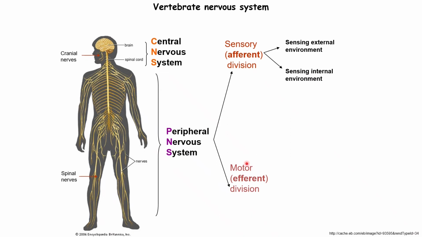The peripheral motor division can also be divided into two parts: the autonomic nervous system and the somatic nervous system. The somatic nervous system includes those nerves that are connected to various muscles of the body that you can control voluntarily, like your biceps or your leg muscles or your neck and so on. And the autonomic nervous system includes those muscles in the body that are being controlled by the brain automatically without even conscious control. For instance, your heart or your lungs.